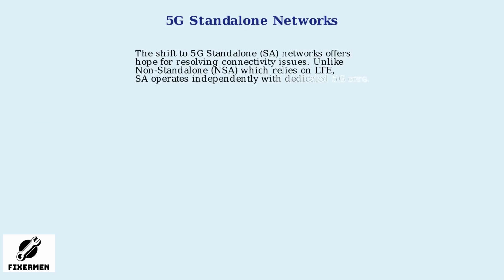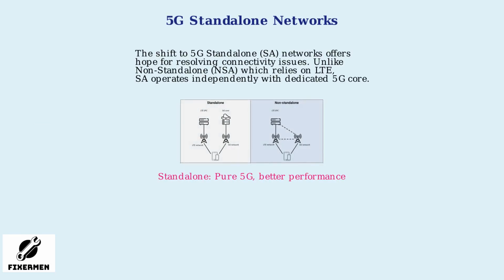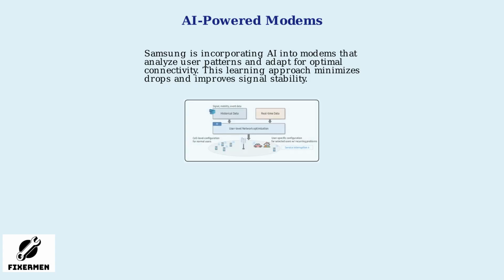Looking ahead, the transition to 5G standalone networks provides significant promise for fixing these compatibility problems. In non-standalone configurations, 5G depends on LTE infrastructure, leading to handoff issues. Standalone 5G operates independently, offering more reliable connectivity. AI-powered modems represent another key advancement. These intelligent systems learn from individual user behavior, automatically selecting optimal network bands and avoiding problematic frequencies. This personalized approach can significantly reduce connectivity issues over time.